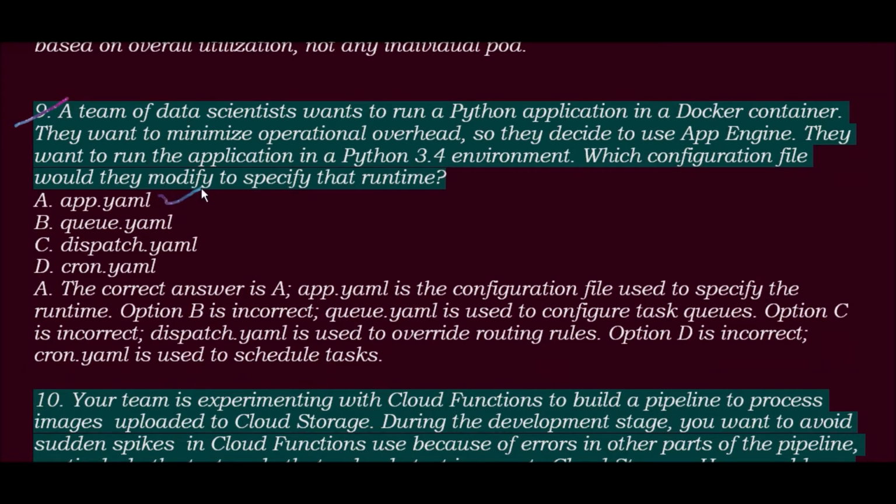Now just look at option B, queue.yaml is incorrect because queue.yaml is used to configure task queues, not the file to specify the runtime. Now option C, dispatch.yaml is also incorrect because dispatch.yaml is used to override routing rules. Now option D, cron.yaml is also incorrect here because cron.yaml is used to schedule tasks. That's why here the correct answer is option A, app.yaml.